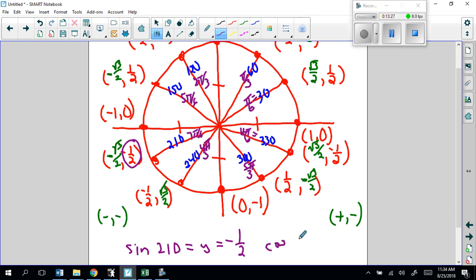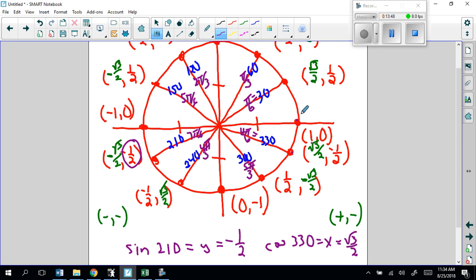Cosine 330. Just look at the x coordinate at 330, square root of 3 over 2. Does it make you smarter? No, not at all. Probably makes you stupider, but makes you fast, because you can evaluate all multiples of 30 and 45. No problem.